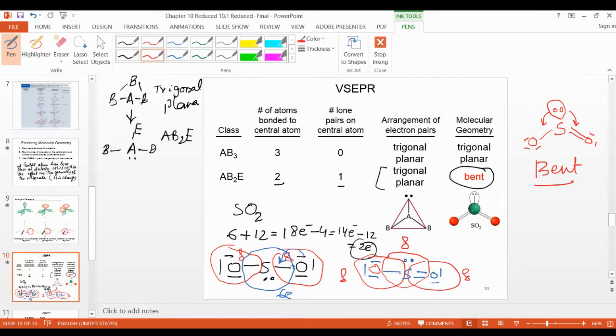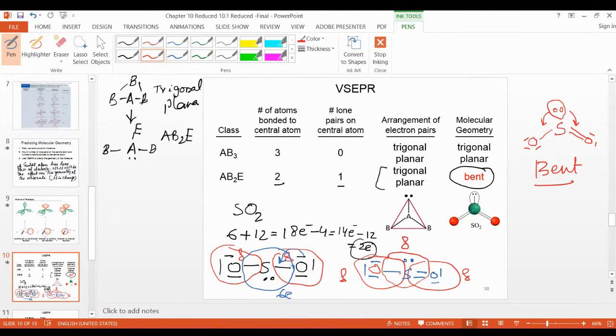There is a repulsion between the bond pair electrons of oxygen and sulfur, and the lone pair of electrons on the sulfur. Because of that, the geometry has been changed. The general arrangement is simple trigonal planar, but if you put the lone pair on the central atom, the geometry changes from trigonal planar to bent.